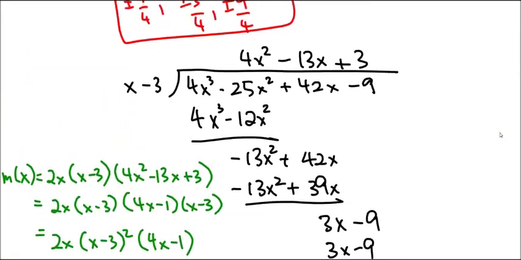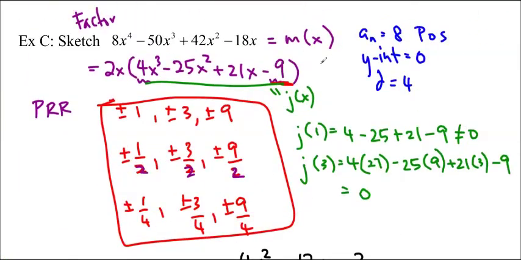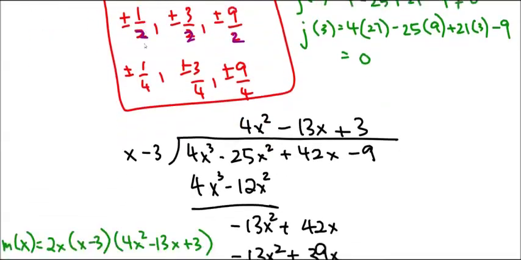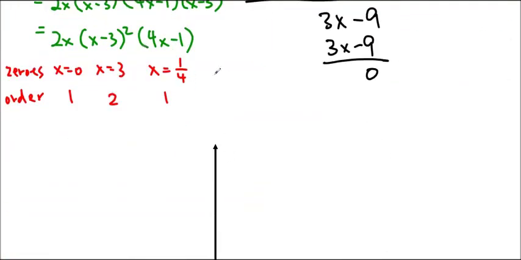If you go back up, you can see what the leading coefficient is. The leading coefficient is 8. It's positive. The y-intercept is 0, of course. And the degree is 4, so we know it's opening upwards. I could just write that in there. You don't have to write it, but I'll write it.